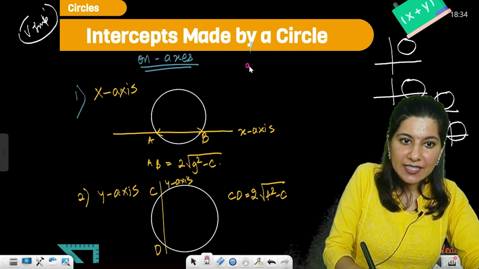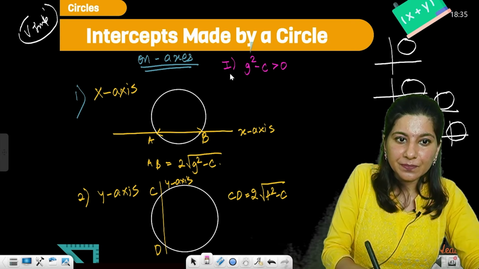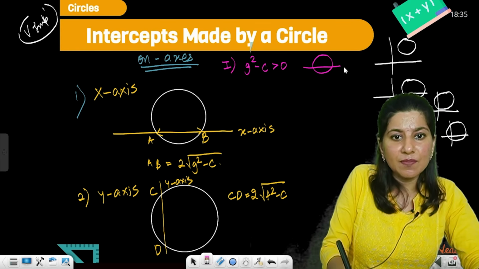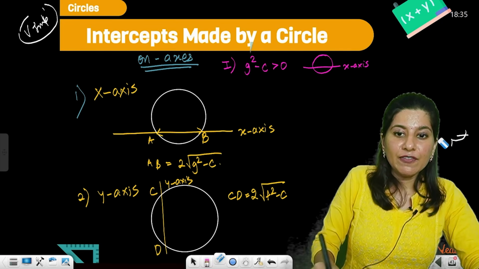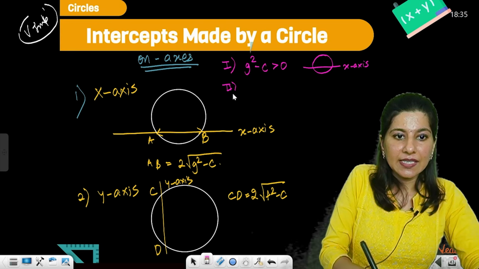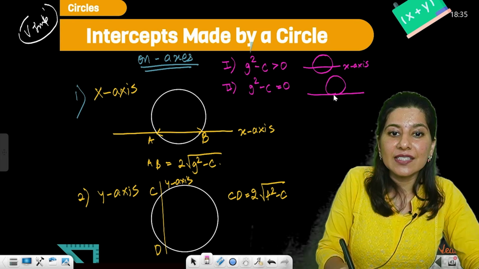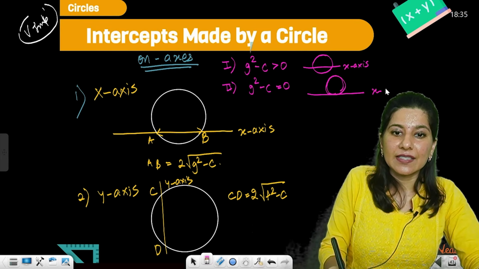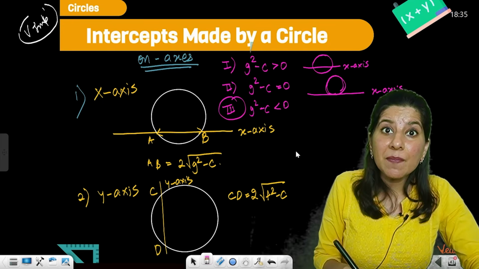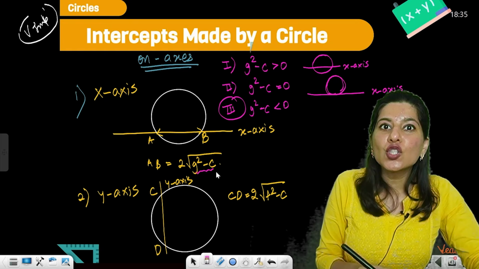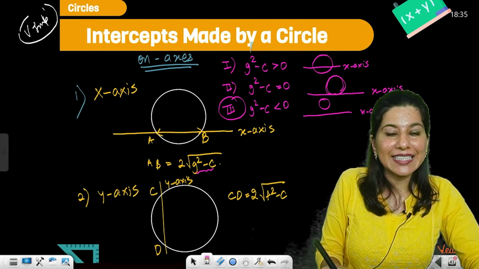If your g square minus c is positive, that simply means case number 1, that your case is like this, that it is making some intercept on the x-axis. Okay. If your g square minus c becomes 0, that means 0 intercept. 0 intercept means this. Just touching the x-axis. And third case, g square minus c negative. That means imaginary intercept. The square root of a negative quantity is not defined. So it is neither intersecting nor touching the x-axis.